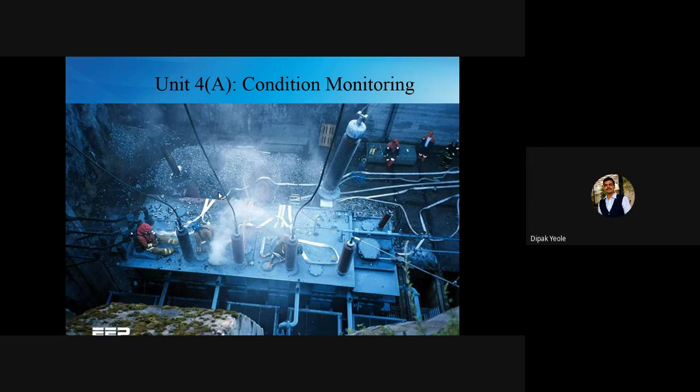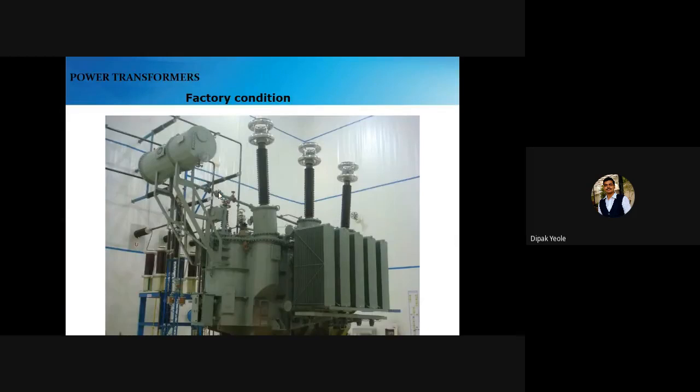Now we will go ahead. We are interested in the power transformer. Here you can see the factory condition power transformer is shown. It is made in the factory, and you can see the roof, or the side doors or walls, of the particular company. And here you can see the fan is available for that particular company.